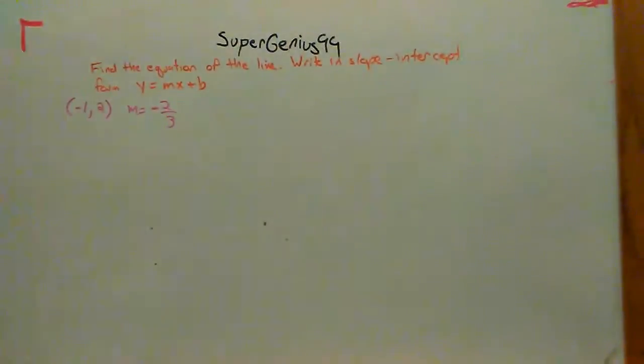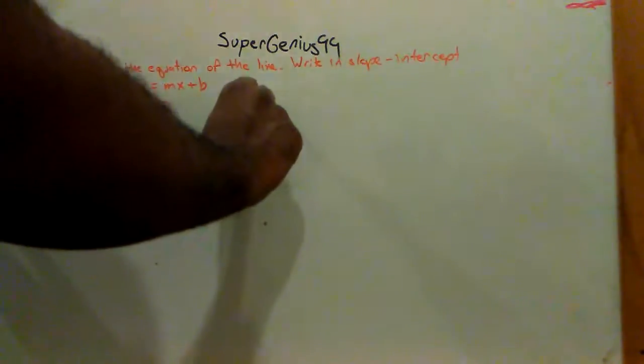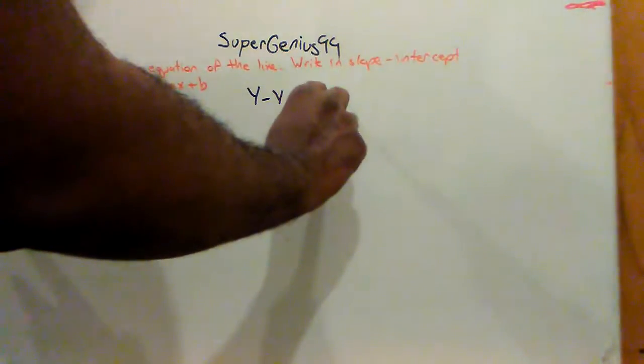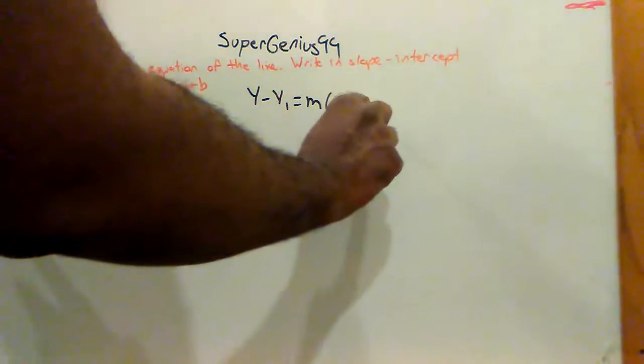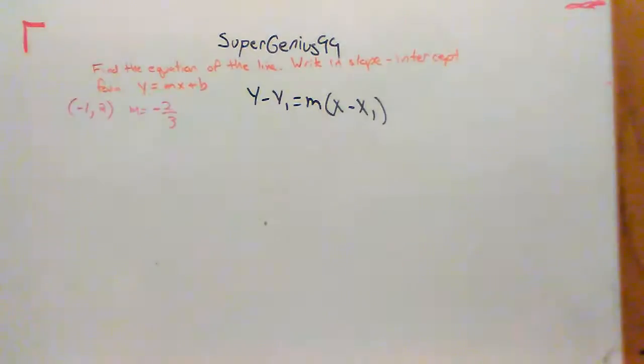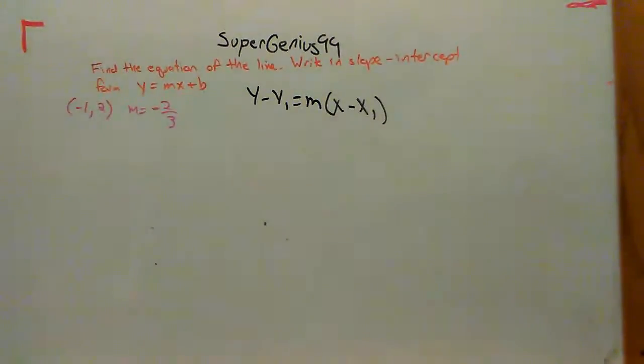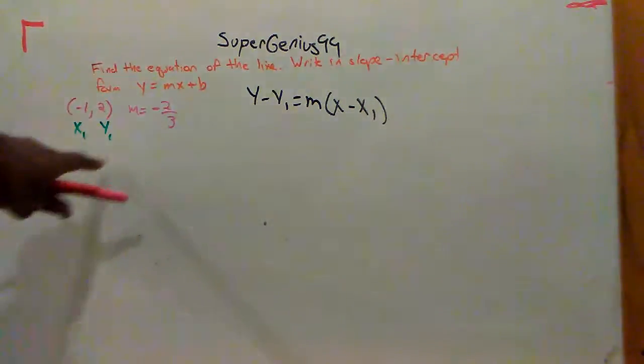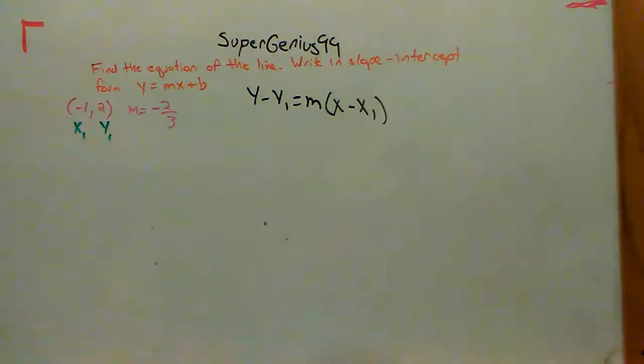Okay, here we have the point as negative 1, 2. And then we have the slope as negative 2/3. Okay, so we can use that same formula. I'll put it back up. Y minus y1 equals m times x minus x1. And what is your y1? So there's your x1, there's your y1, there's your slope. From here, it's just plugging it in.